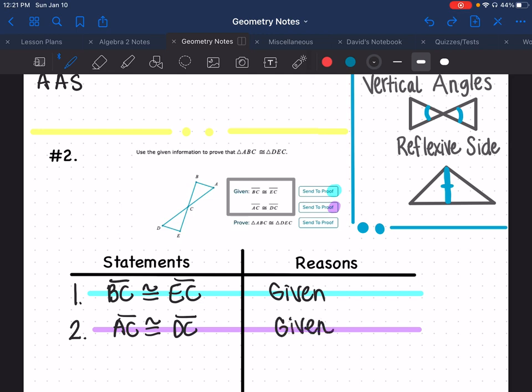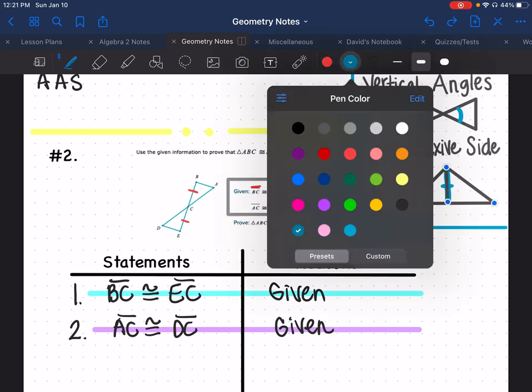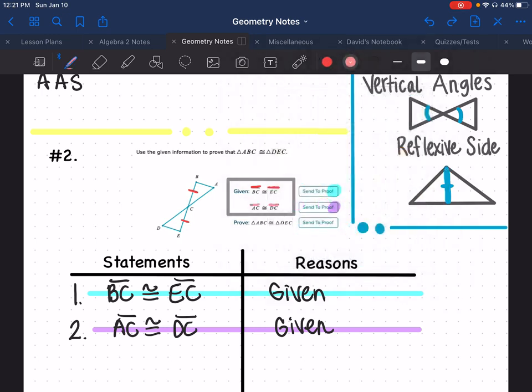And it's going to even fill out the reason for you: given. Now, what I suggest you do from there is go and mark your picture. Draw the triangle that you see and mark these two given statements. So I'm going to go ahead and mark that BC and EC are equal. Okay, they're line segments, so I'm just going to put a hash mark. I'm going to mark that AC and DC are equal, so I'm going to put two hash marks.